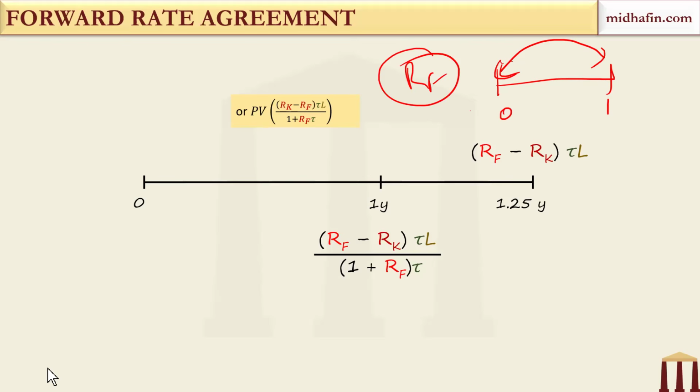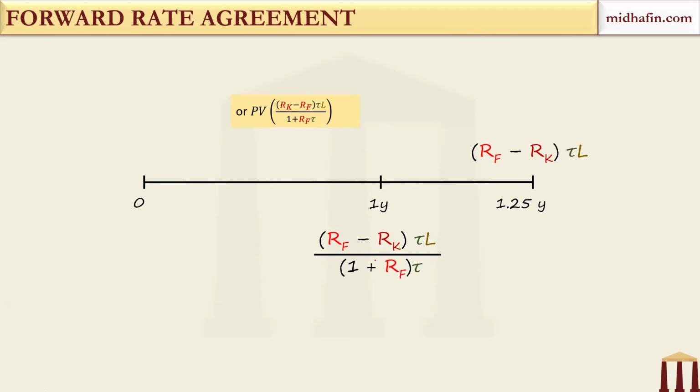So these questions, whatever doubts you have, ask immediately. Everything will be clear, don't worry. So this is 1 plus RF, again, this bracket is not there. So this is 1 plus RF times tau. That's it.